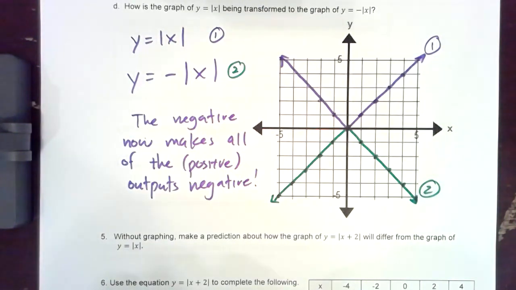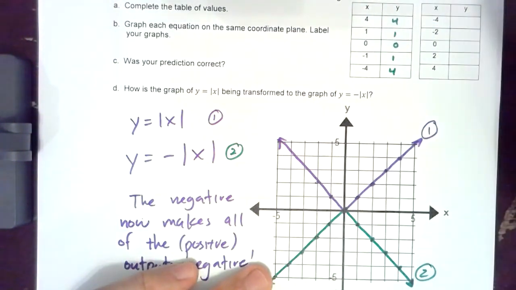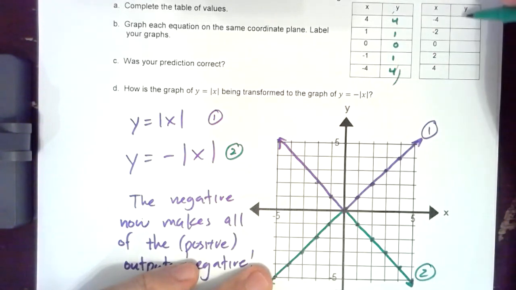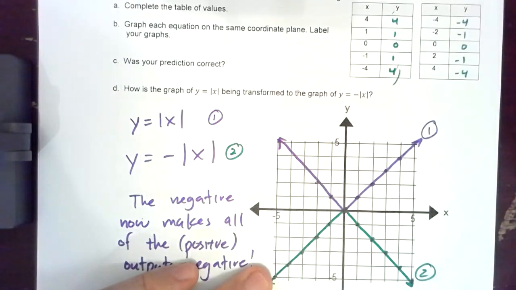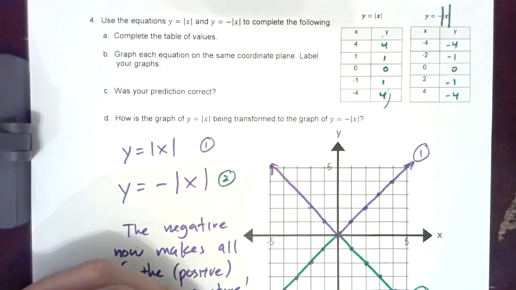Okay. So if I were to finish this very quickly, the original outputs would be 4, 1, 0, 1, 4, and just by putting a negative in front of the absolute value, you now have to change all of these outputs to their negatives. So you might be like, what, Mr. Quo? I thought you said all absolute value functions had to be positive. Yes, well, that's assuming that there is no negative sign in front of it, right? The absolute value bars will always give positive results, but if you attach a negative in front of it, it of course will be negative. Everything will be affected.